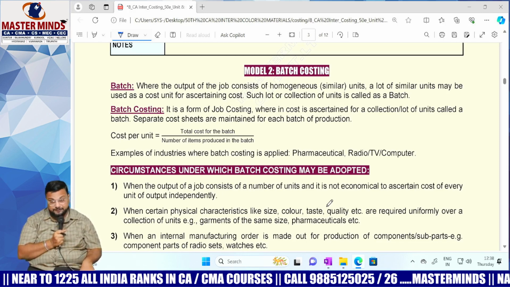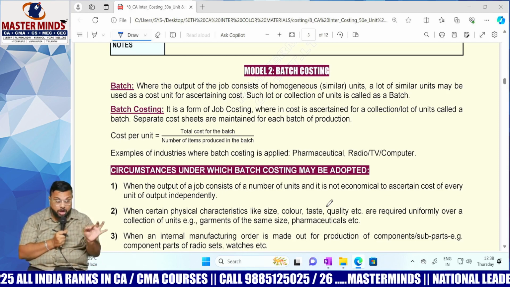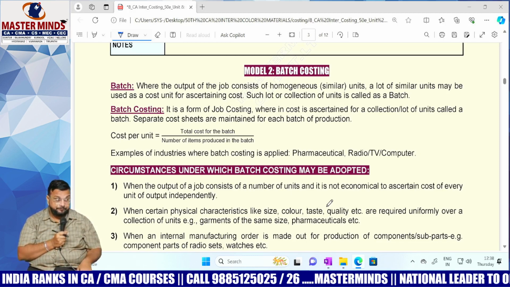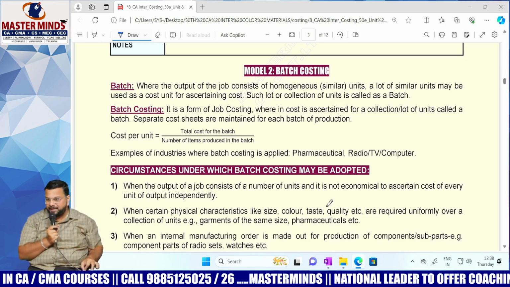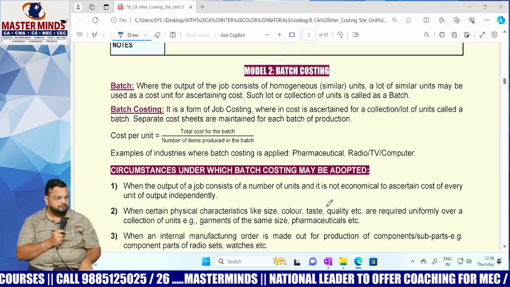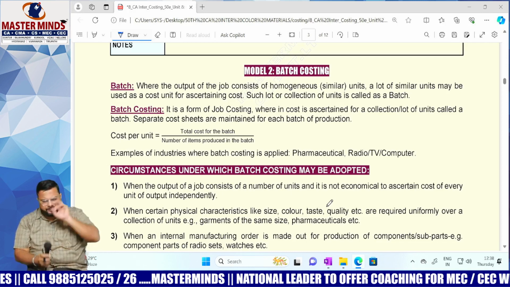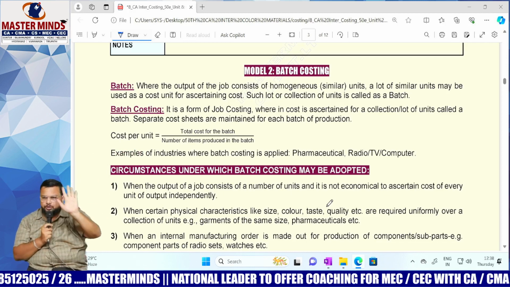O stands for ordering cost per unit or per order? Ordering cost per order. C stands for carrying cost per unit per annum. So root of 2 into A into O by C, that is from raw material point of view. Batch costing is from output point of view.